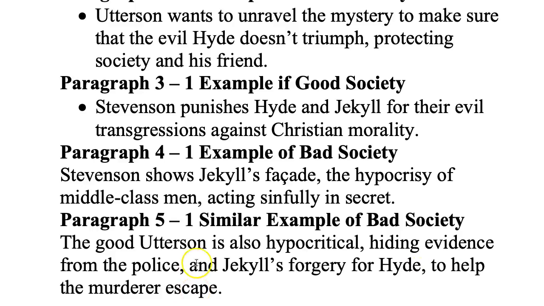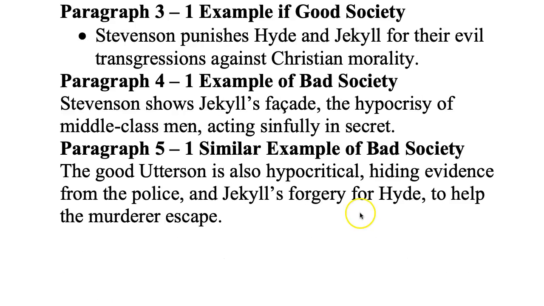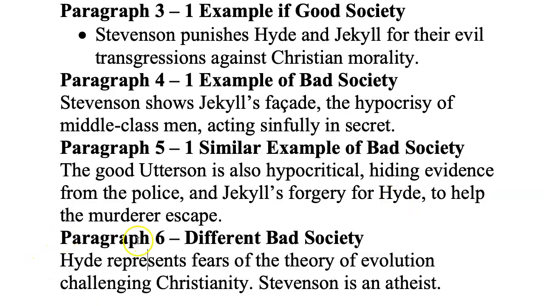Now, as a lawyer, of course, Utterson should back the law and give that straight to the police, but he doesn't. He covers up for his friend, and the mystery is, why does he do that? And of course, the other why mystery is, why does Jekyll forge for Hyde even when he knows Hyde is a murderer? So we move now to paragraph 6, which must be also about a bad society.